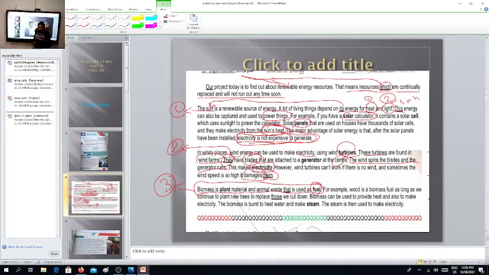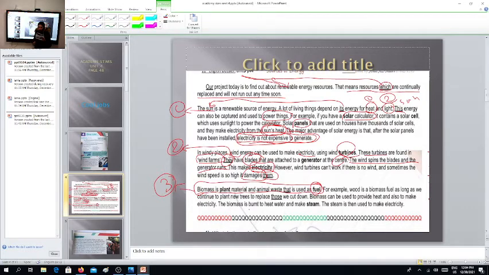For example, wood is a biomass fuel as long as we continue to plant new trees to replace those we cut down. As long as we continue planting trees on our planet, we can get biomass energy, which can save our planet Earth, right? Because it saves electricity, power, and energy. It also helps the planet remain in its natural habitat.